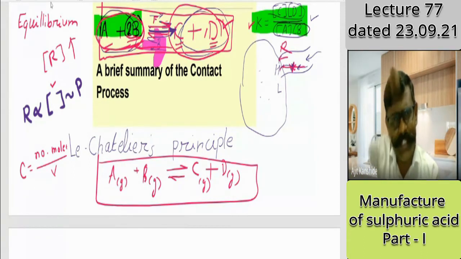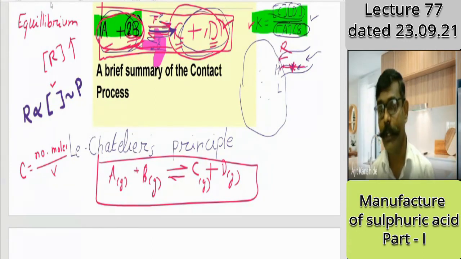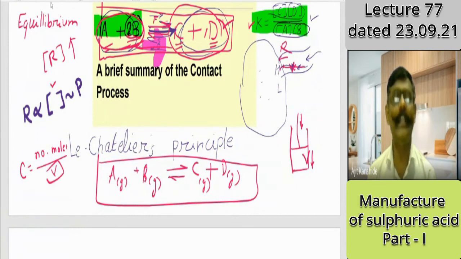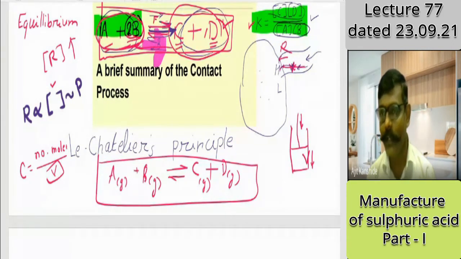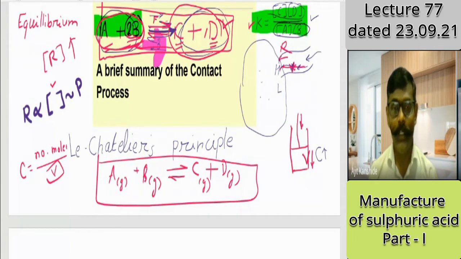What if we press those gases by means of a piston? Suppose I consider one cylinder with a piston. If I press this piston, then what will happen? Will the volume increase or decrease? Volume will decrease, so less volume will be there. If volume is less, then will concentration be more or less? More. Right. It will be more.